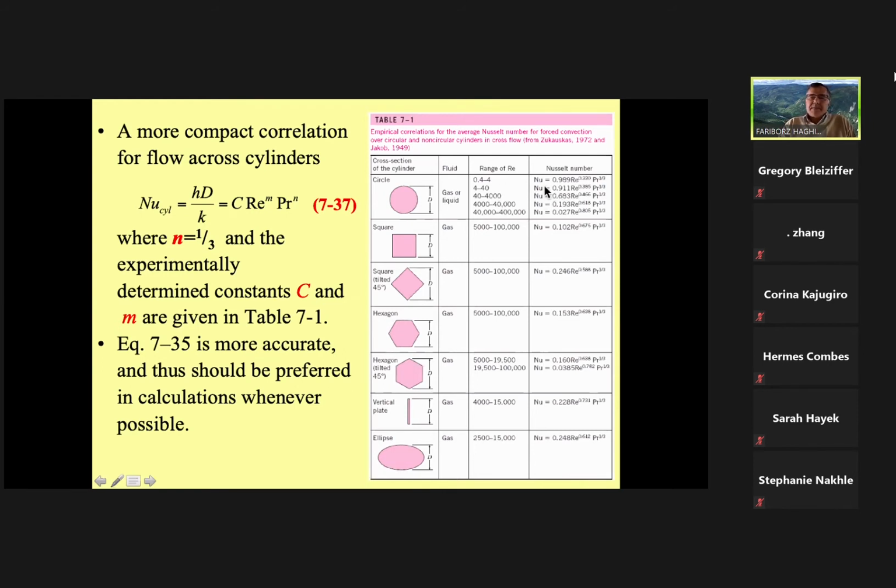Again, it mentioned here that for most of them, as we mentioned, the Prandtl number exponent is 1/3, but for the Reynolds number, depending on the range of the Reynolds number that you have, you have different values of n. Therefore, these are the values of the Reynolds number exponent m. You have to make sure, and these are the coefficients.